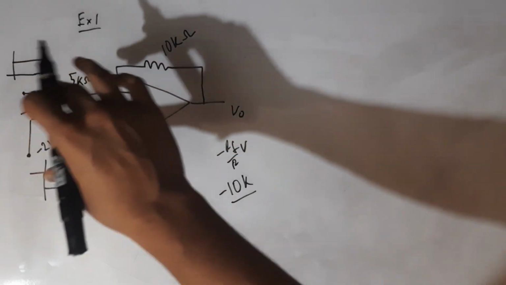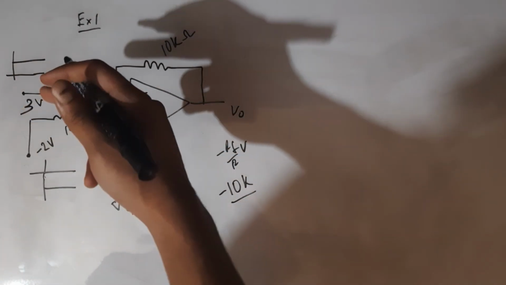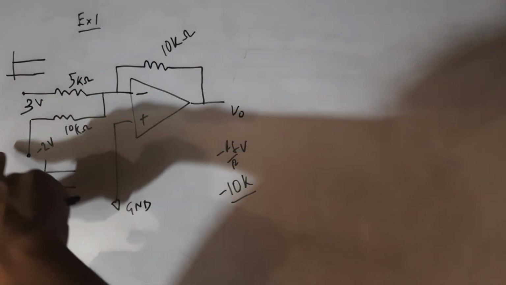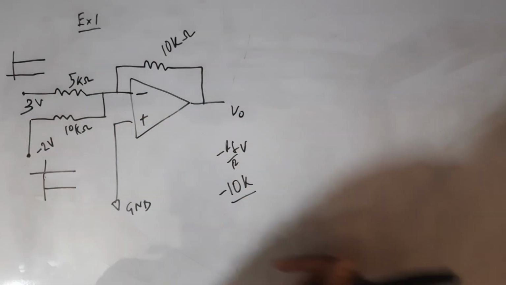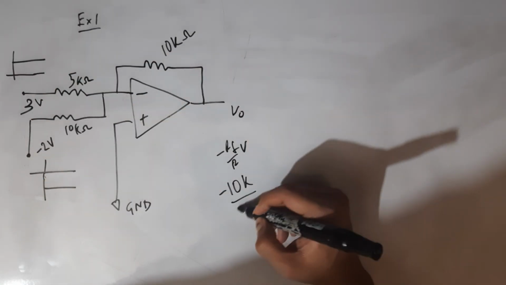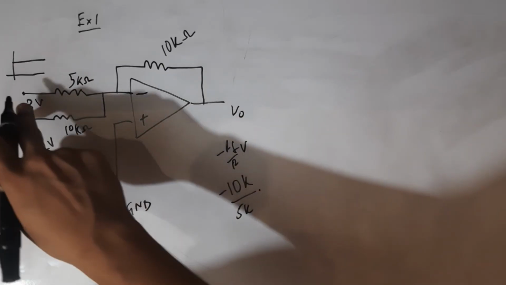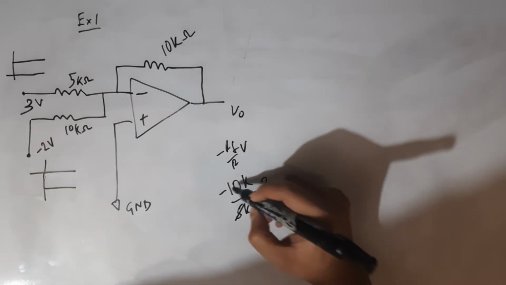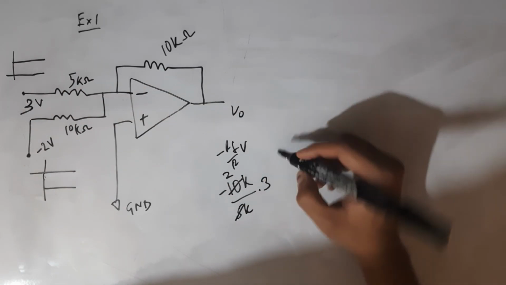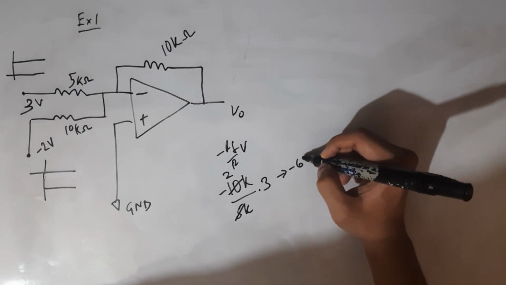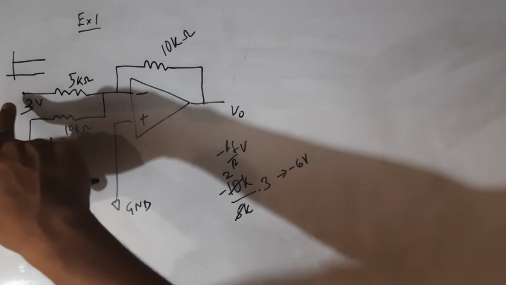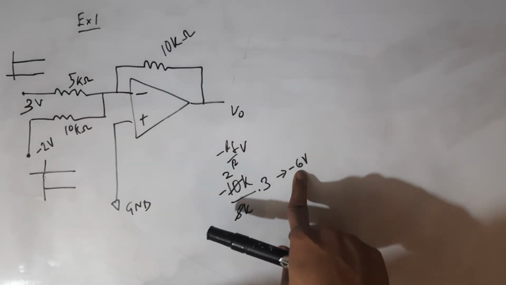We are going for each channel, individual channel. We will finish through this channel, then we will go through this channel, then we'll add them together. Minus 10 kilo ohm divided by 5 kilo ohm multiplied by 3 gives minus 6. For the first channel, we get minus 6 volts.